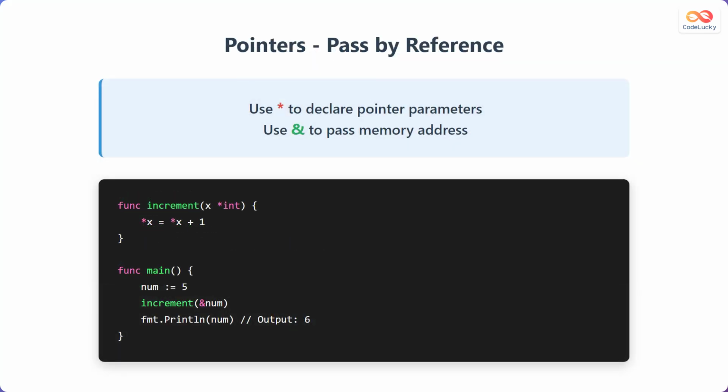To achieve pass-by-reference behavior in Go, we use pointers. Declare pointer parameters using the asterisk symbol. Pass the memory address of a variable using the ampersand symbol. Here's how it works. In the increment function, the parameter x is now a pointer to an integer. Inside the function, *x refers to the value stored at the memory address pointed to by x. In the main function, you call the increment function with &num, which passes the memory address of num. Now, when increment modifies *x, it directly changes the value of num. Consequently, the output shows that num is indeed incremented to 6.